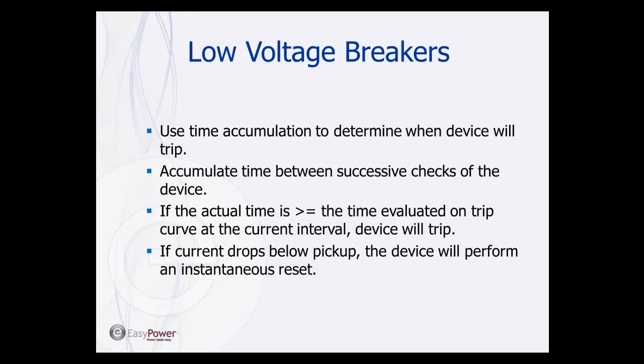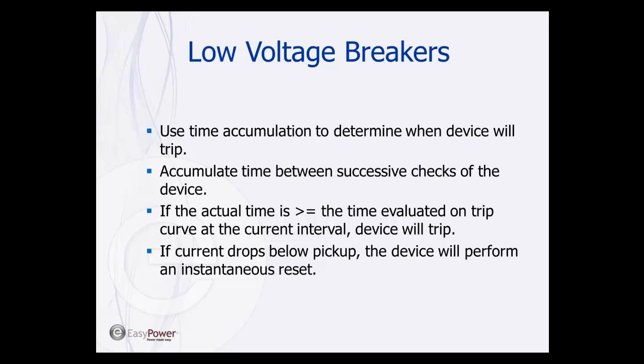For low voltage breakers, we do something slightly different. It's the same with relays. In those cases, we accumulate the time. So if a device picks up, if it's a half cycle, it takes that half cycle and then accumulates all those half cycles, looks at the particular current, and if on the TCC curve that time that's been accumulated is higher than what it is on the TCC curve, then that device will trip at that moment.